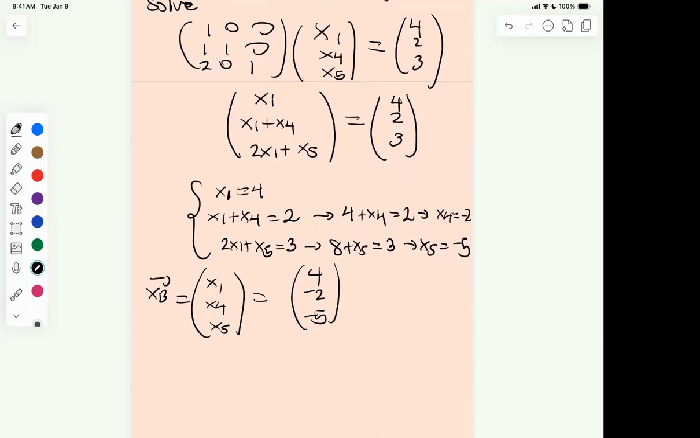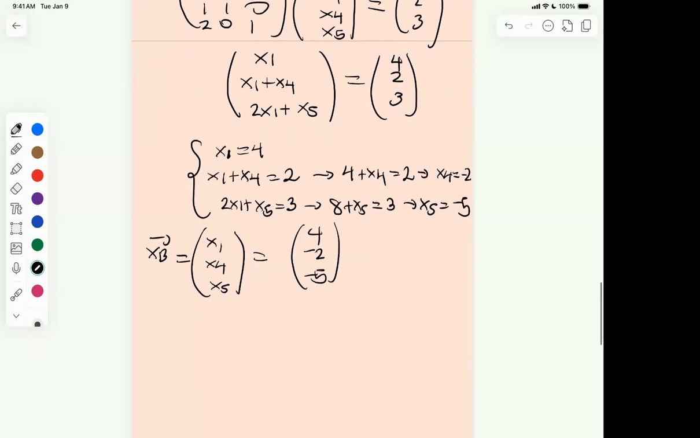The solution to the system: there were 5 columns, so there were 5 variables, and I kept the 3 chosen by the basis. So the solution to the original system of equations is found by adding zeros to the remaining spots. What am I missing here? 2 and 3. So I put a 0 in 2 and a 0 in 3. So finding the solution is very easy. You just fill it out with zeros.